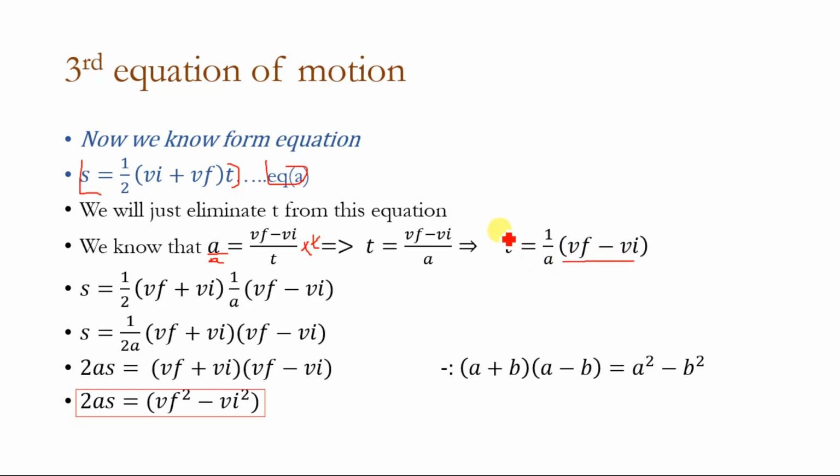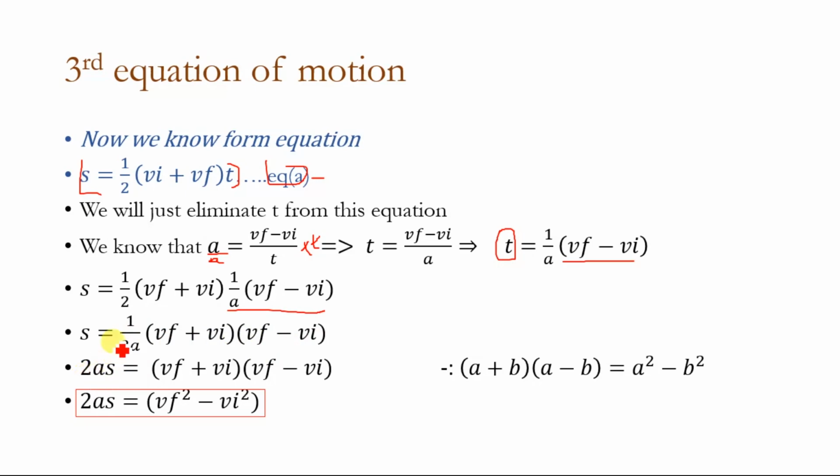We will put this value for t in equation number A. So S is equal to 1 over 2 into (Vf plus Vi) into 1 over A into (Vf minus Vi). This is the value of t which we have substituted in equation number A, and we have this equation now. Now the equation is pretty simple. The 2 will multiply with this A, and we will get S is equal to 1 over 2A into (Vf plus Vi) into (Vf minus Vi).